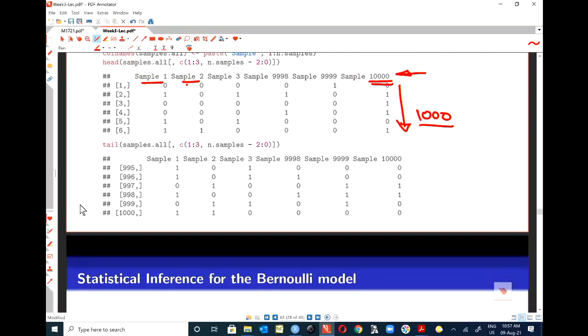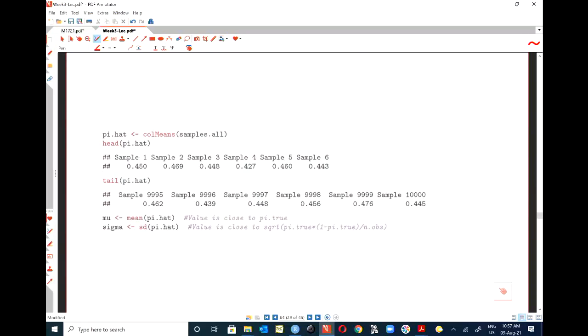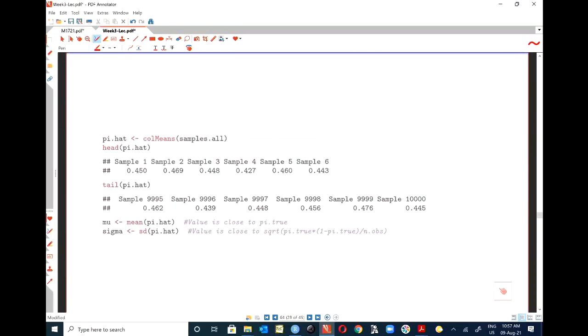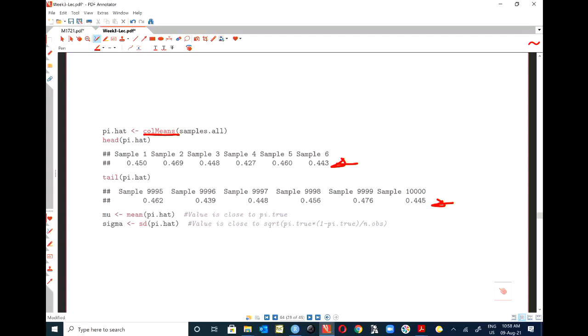So I can find the means. Not so difficult to do. The command I need is colMeans. colMeans gives you the column means of the matrix. And here are some of the means I've got, the first few and the last few. Now, I can find the mean of all these. This is the mean of my sample means, if that makes sense. I've got 10,000 samples, and from each of the samples I've got a sample mean, a proportion. I average them all out.